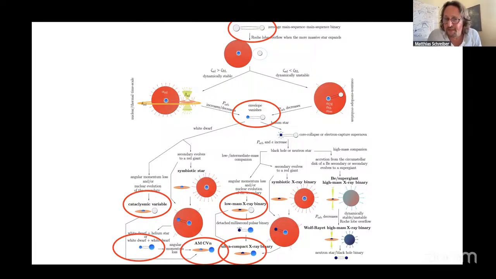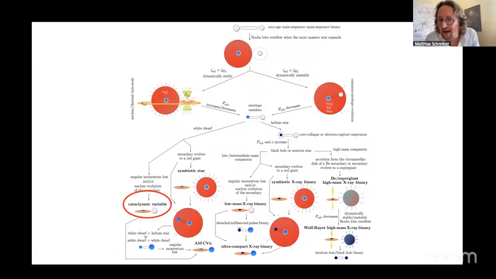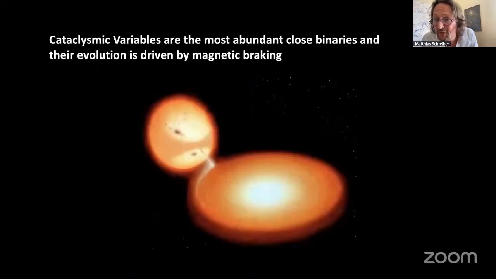And the best systems to do that are actually called cataclysmic variables. Cataclysmic variables are the most abundant systems in which a white dwarf and a main sequence star are present. We think they look something like that. So there's a white dwarf that is accreting from a companion star, and there's Roche lobe overflow from this companion star, and then if there is no strong magnetic field of the white dwarf, the material is accreted onto the white dwarf through an accretion disk.